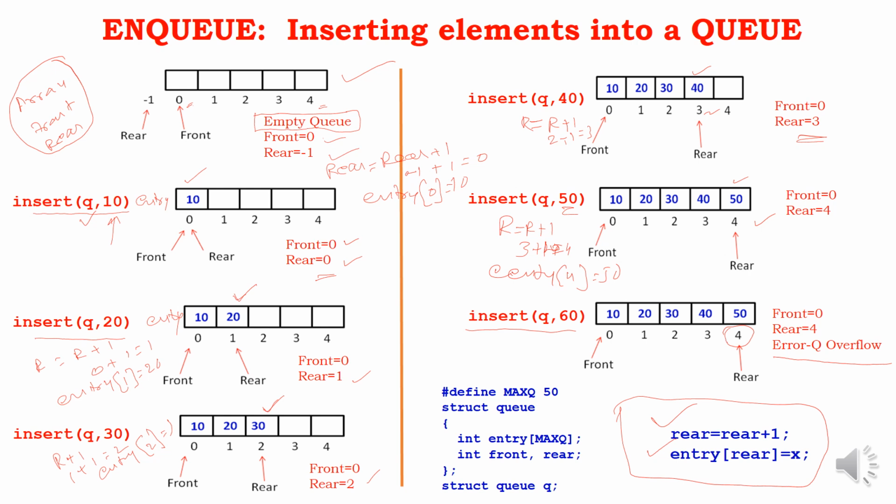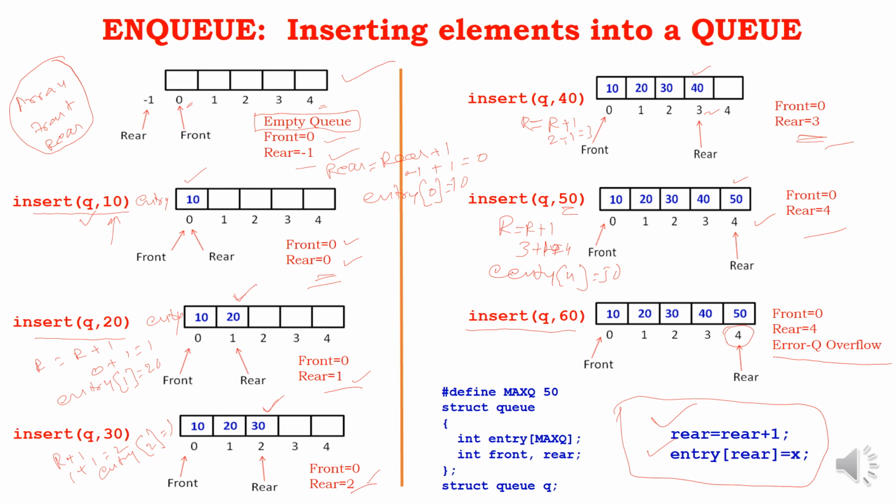Now see, throughout the diagrams or throughout the sequence of insertions, observe that only rear is changing from the first location onwards. Front is 0, next location also front is 0, next also front is 0. So whenever you attempt to insert an element, front remains constant, rear is increasing. See here, initially rear is minus 1, then rear is 0, then rear is 1, rear is 2, rear is 3, rear is 4, etc. So the main operation is rear plus 1 and entry of rear is x.